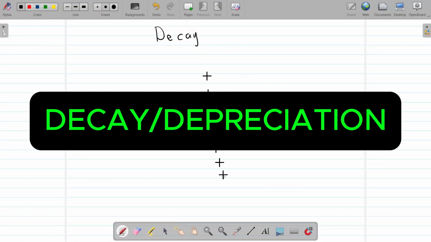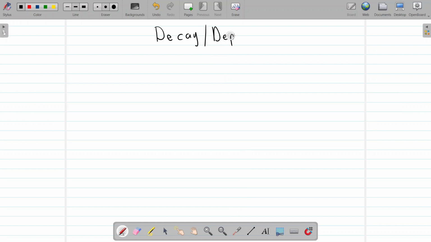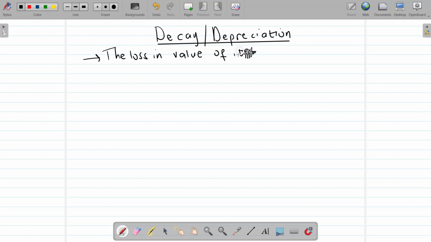Decay, often called depreciation. Decay or depreciation is the loss in value of items. We understand that as soon as we buy something from the shop, it loses value, right? If you buy your phone, the moment you take it from the shop, it loses its value, right? You will not sell it at the same price that you bought it for.